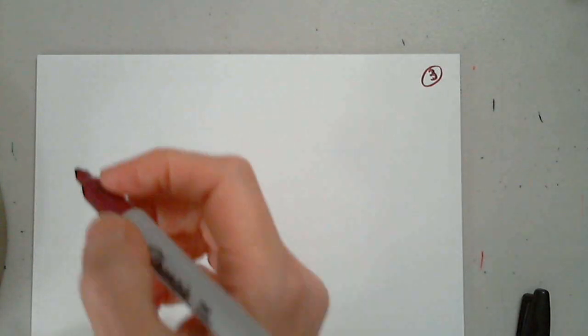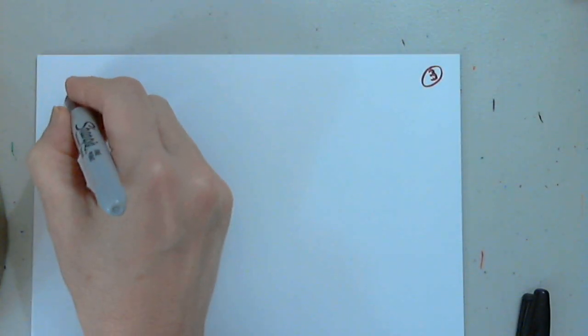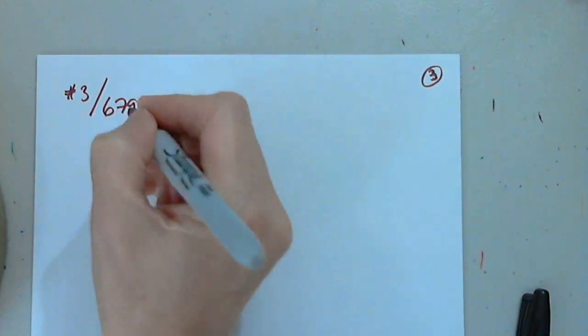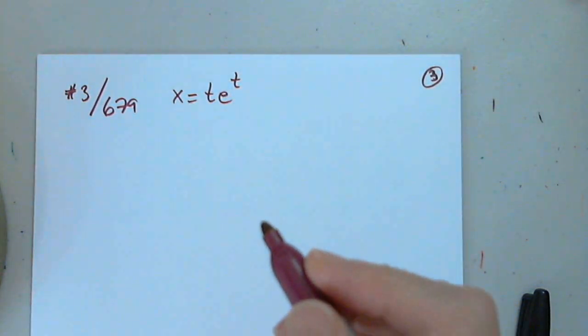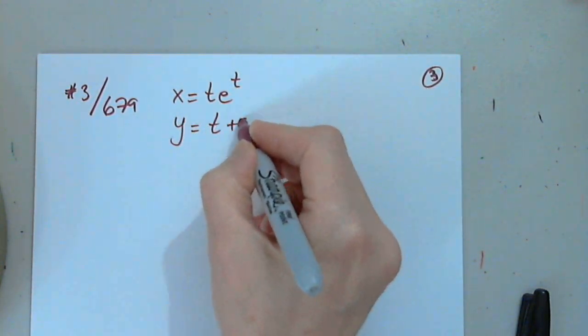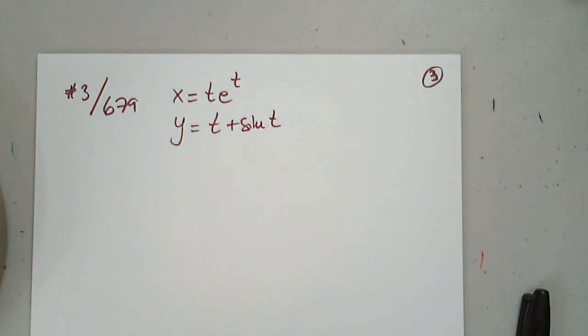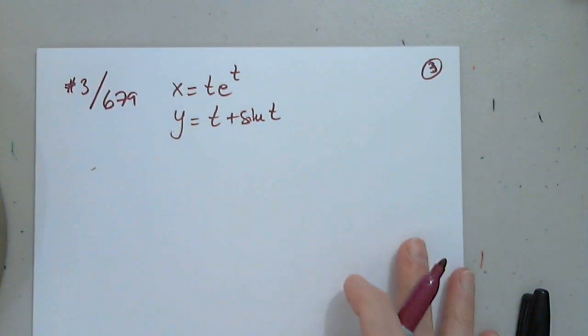So I am on my page 3. Good. So let's look at a few examples. I'll start with a very simple one from the recommended ones by the math department. So number 3 on page 679. And we are given x equals t e to the t, and we're given y equals t plus sine t. So this is the f of t and this is the g of t. So in this problem, we're asked to find all the derivatives, dx over dt, dy over dt, and then the ratio, of course. So let's start with dx over dt.